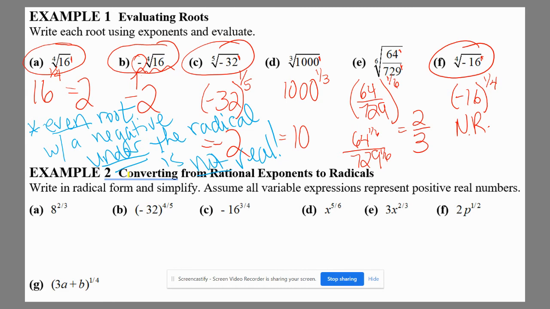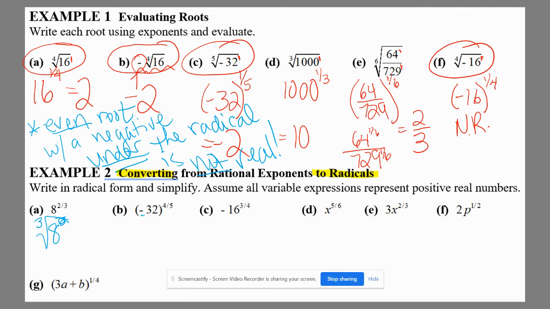All right, example 2 is just converting to a radical. Converting to a radical means that I want to have a radical symbol in my answer. I look at letter A, my base is 8. So I have my base of 8 with my radical. Remember the exponent is power over root. So second power, third root: 8 squared, and the third root of 8 squared.